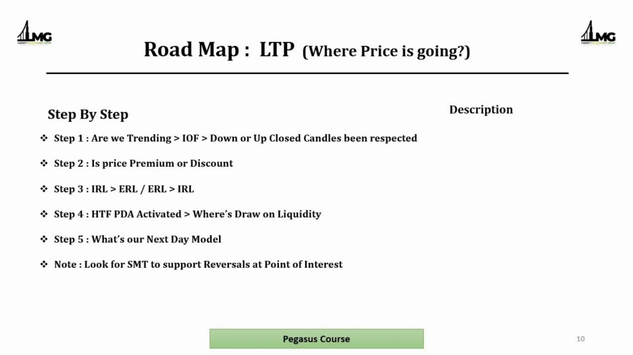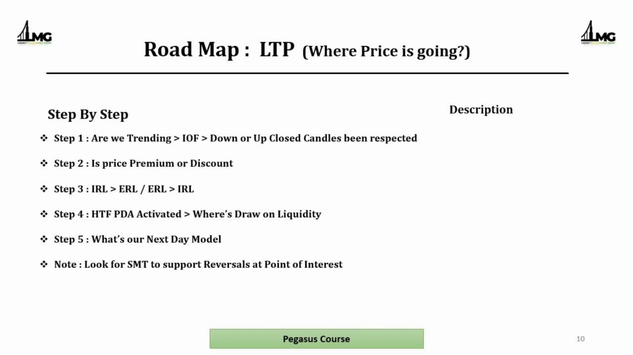Are we trending? And then the second step is whether price is at a premium or discount. The reason why we need to ask ourselves whether price is at a premium or discount is because we want to buy when price is discounted, and we want to sell when price is at a premium, right? So once we have that question answered, we then move to the next step, which is internal to external or external to internal. Basically, what kind of liquidity are we looking to grab? Are we going for the internal range liquidity, or are we going for the external range liquidity?